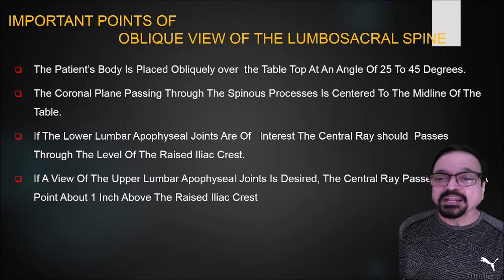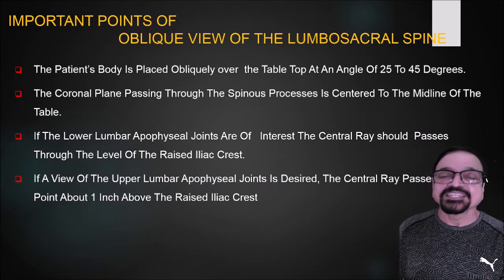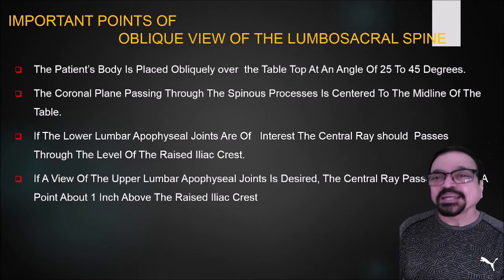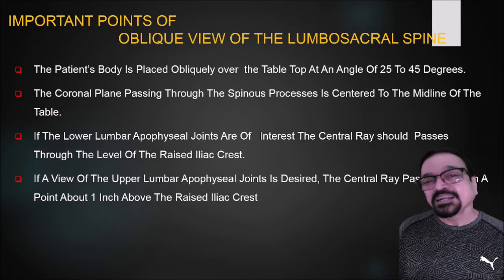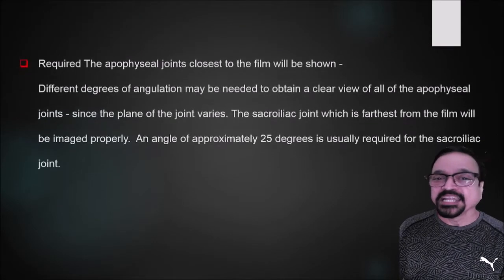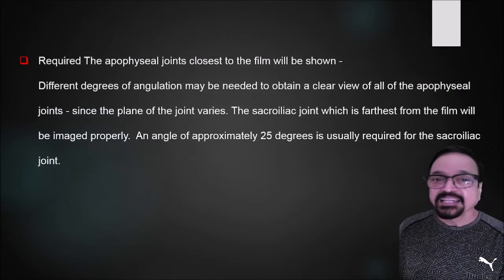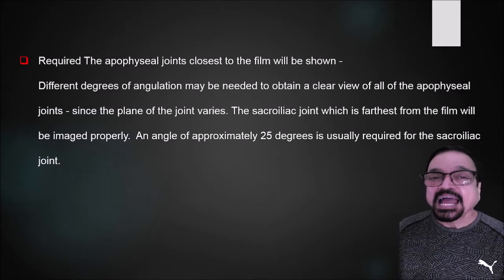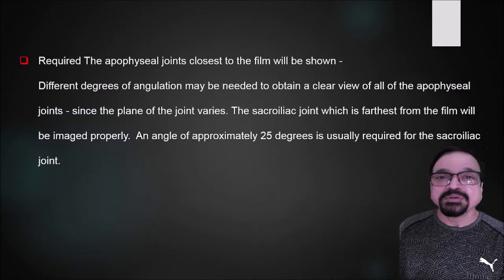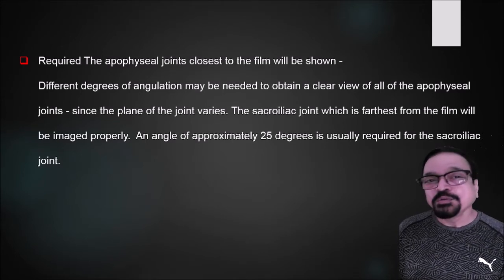If a view of the upper lumbar apophyseal joint is desired, the central ray should pass through a point 1 inch above the raised iliac crest. So the iliac crest is a landmark as far as oblique is concerned, and as per the indication, you go above or below. These are the two important things. Now, the apophyseal joint which is close to the film, when you make the oblique, will be properly projected. It will be a properly projected apophyseal joint.